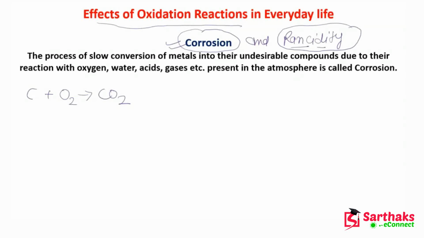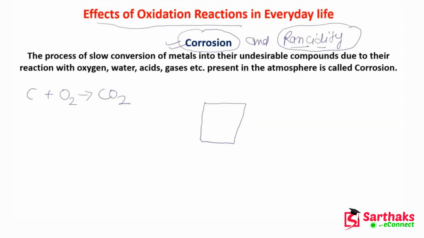So guys, what happens? Let's suppose this is your metal. Now in the surrounding of this metal, there is presence of oxygen, and there is also presence of water vapors, acids, and some type of gases. These gases will attack this metal and they will oxidize this metal. So this is known as corrosion of metal.